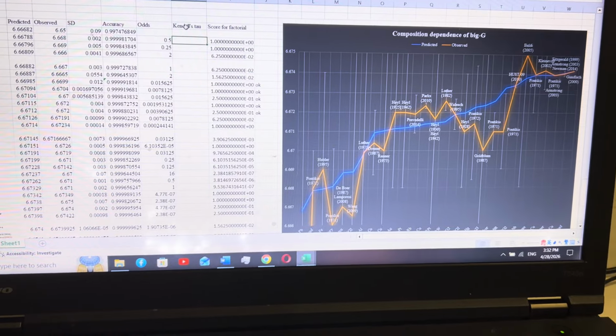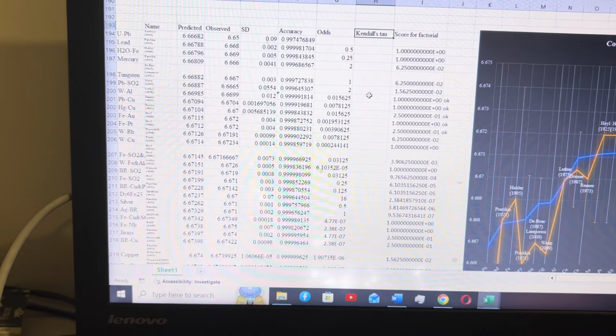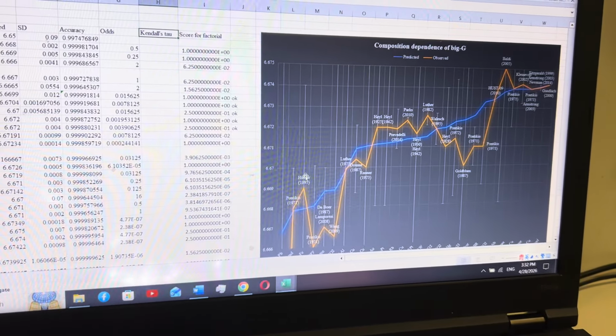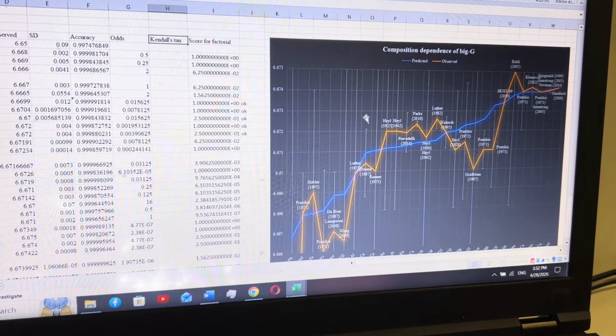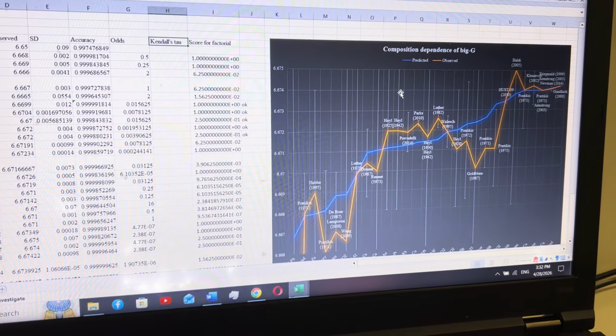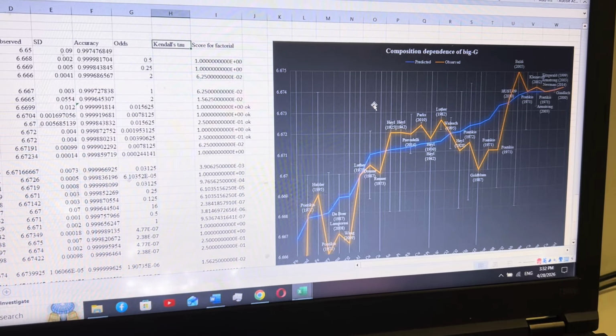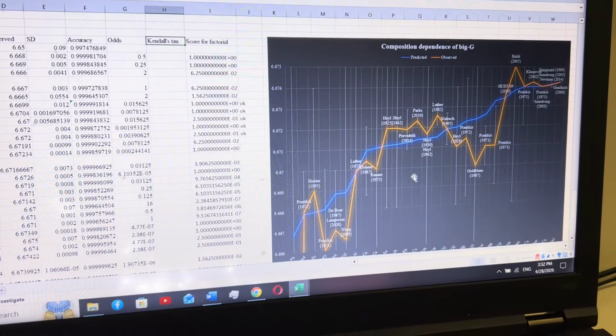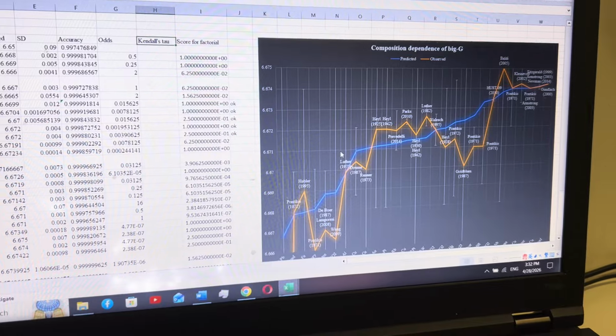And here I already prepared Kendall's tau. So today I'm going to start calculating this p-value with the normal approximation. Let's see what will come out. Okay.